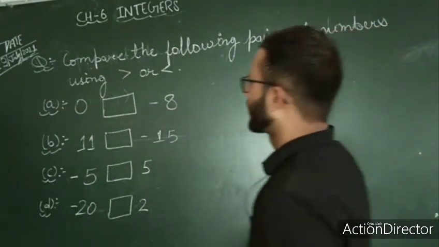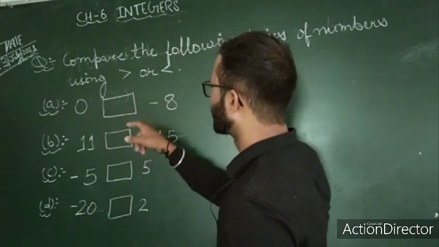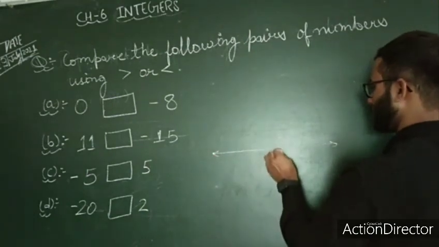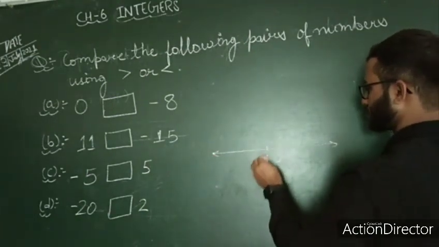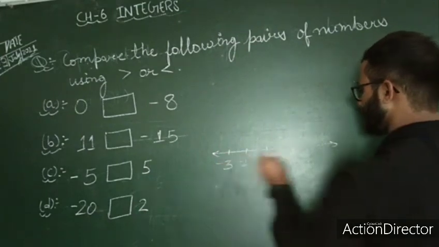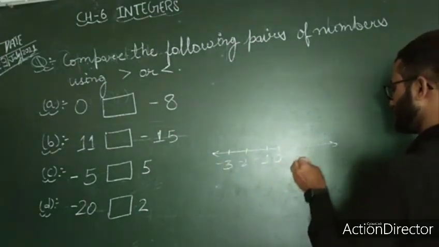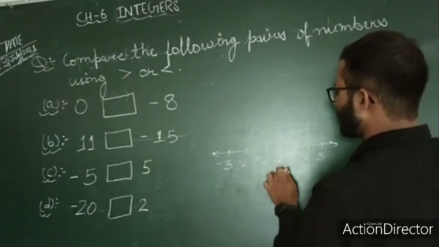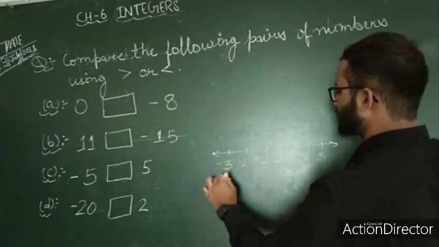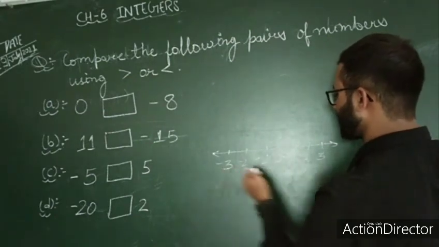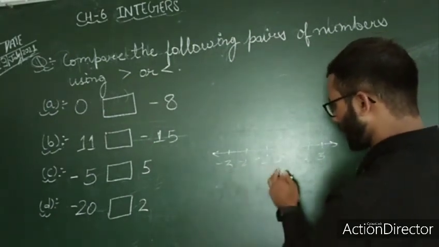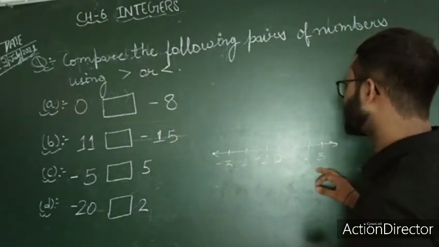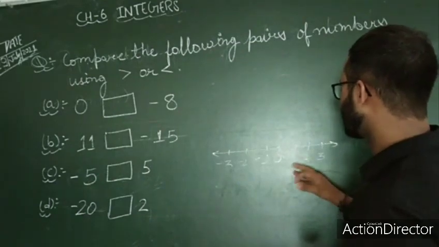Okay, so here we compare these numbers. You all know that on the number line, here is the middle part, the 0, and then minus 1, and then minus 2, and then minus 3, right? And here 1, 2, these are the positive numbers, these are the negative numbers. So when we move to the left-hand side of the 0, it means we move to the negative side of the number line, and when you move to the right-hand side of the 0, it means we move to the positive side of the number line.